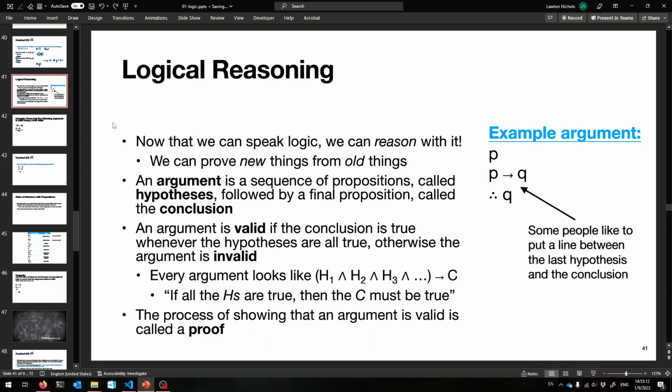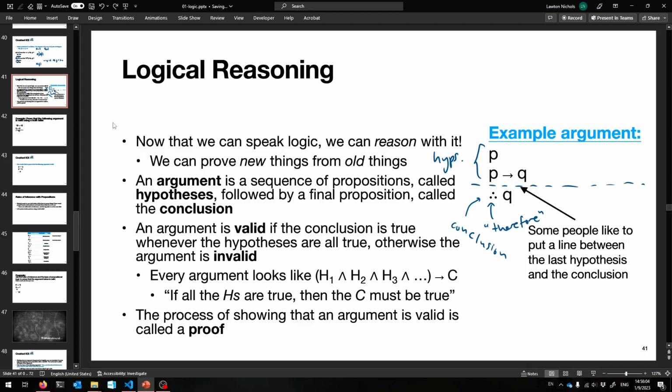Okay? So here's an example argument. The first two things are your hypotheses. Some people put a line there. It's assuming these hypotheses: assume P is true and assume P implies Q is true. And then this is the symbol that means therefore. It's saying that therefore Q is true based on those assumptions. And this is the conclusion as well. So it's saying, all right, assume this is true, assume this is true. It must follow then, I'm claiming, that Q must be true, under those assumptions.